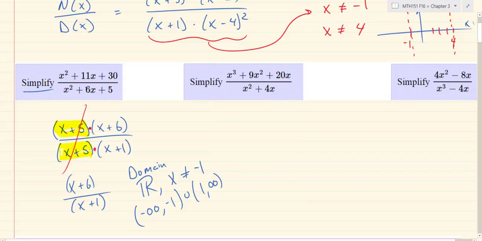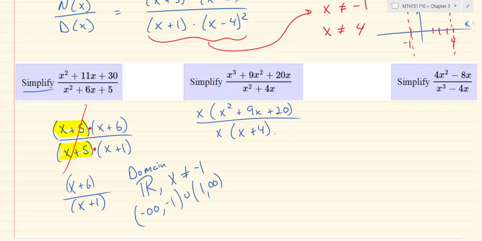So we're going to factor the top. And I think we can take an x out of every term. That'll leave us with x squared plus 9x plus 20. Divided by, oh, we could take an x out of every term down there too. So we'll take out an x and we'll have x plus 4. Now let's see if maybe we can factor what's on top.